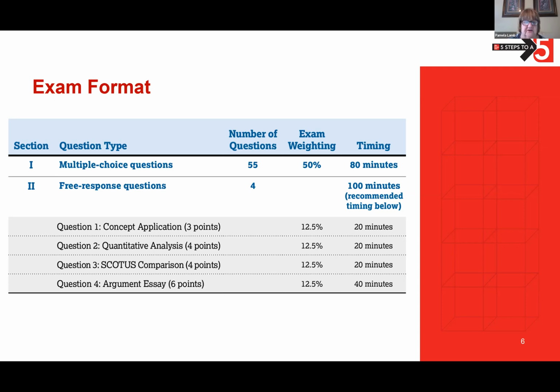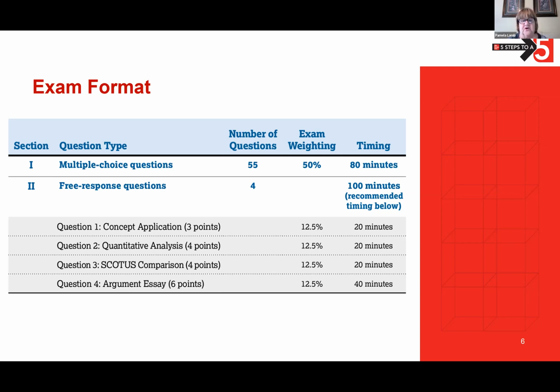I have not heard of any teachers or students complaining that it's not enough time, but you probably will take close to the 80 minutes because some of the questions do involve charts, graphs, tables, even passages of a couple hundred words that you might have to read. And so you would want to take your time, especially on those stimulus-based questions.